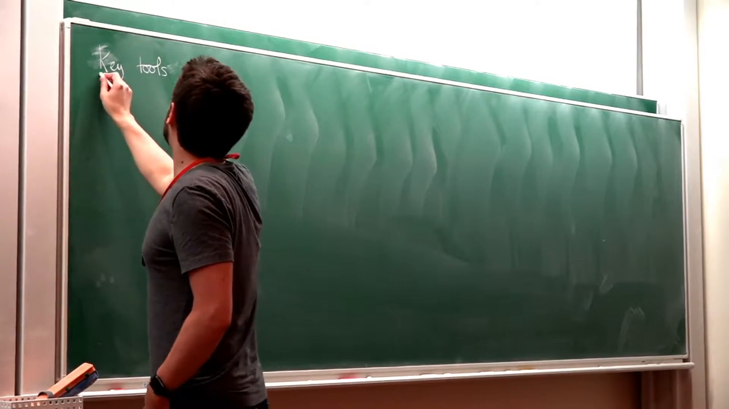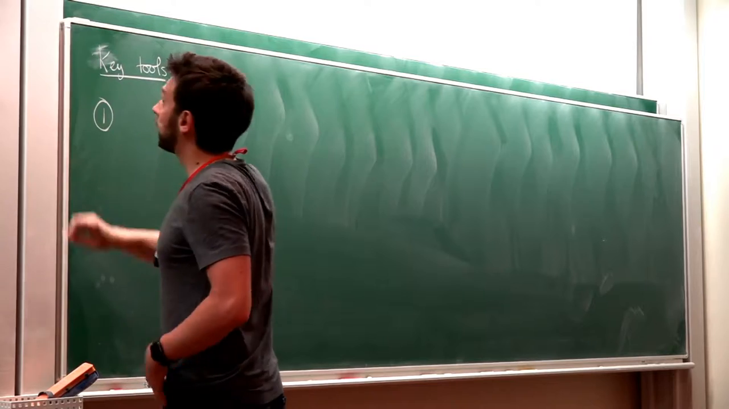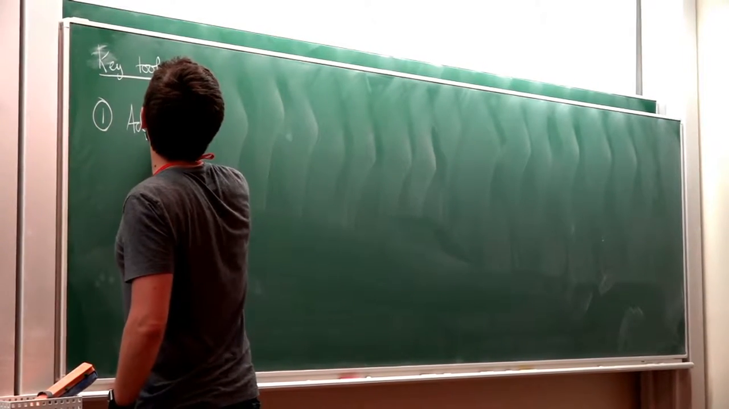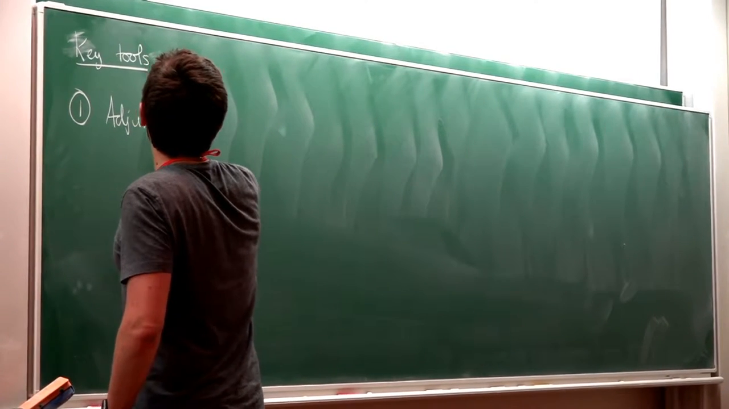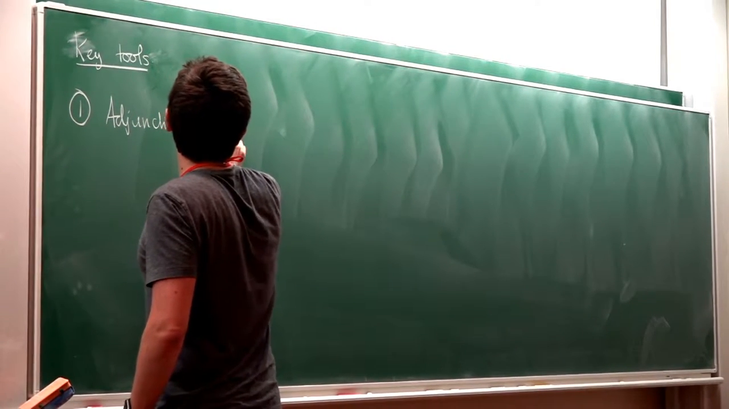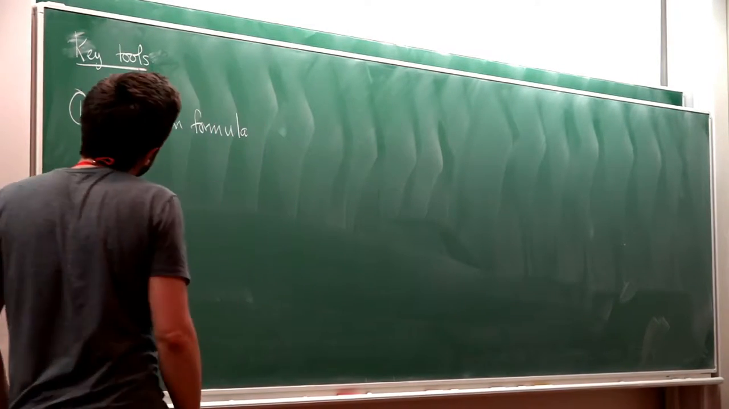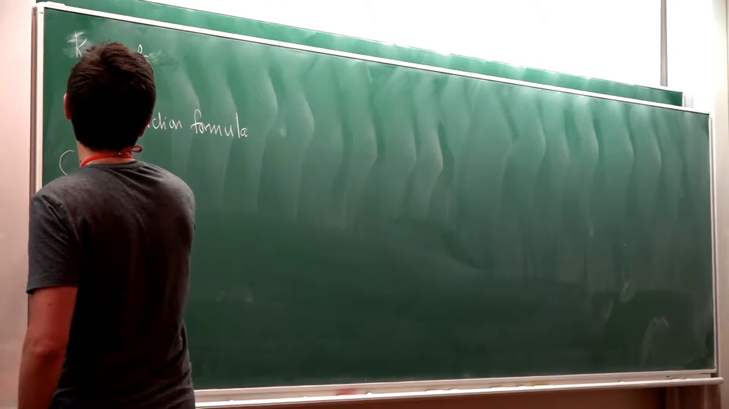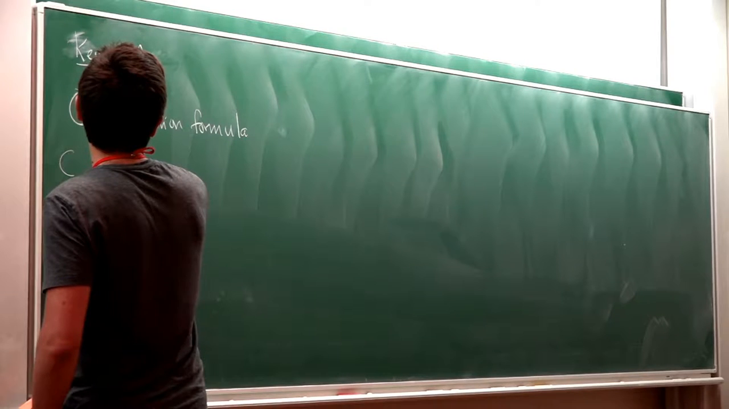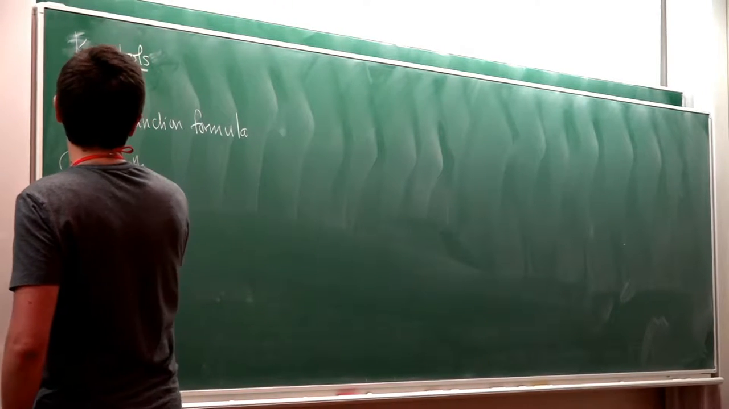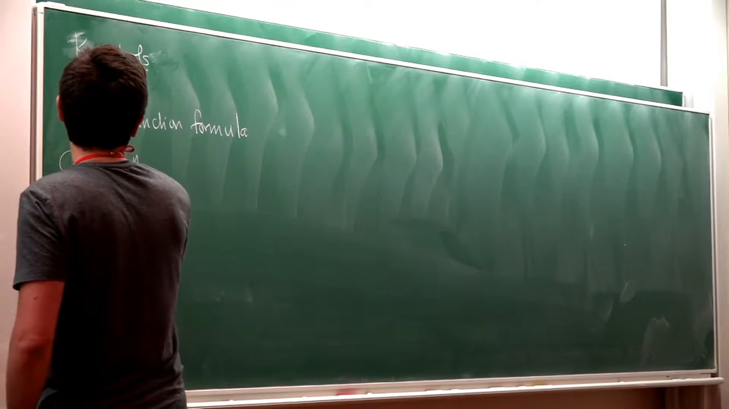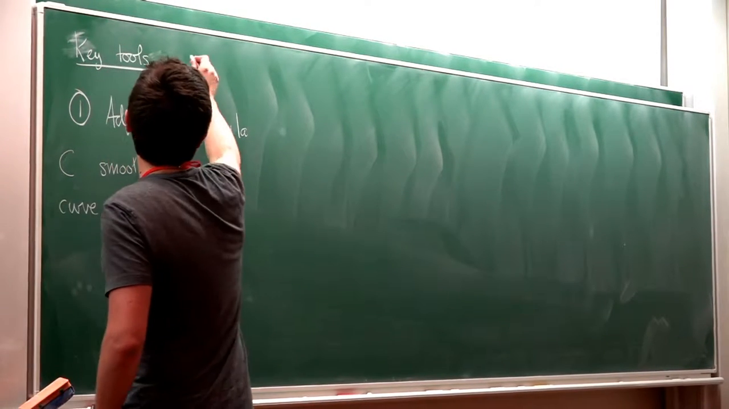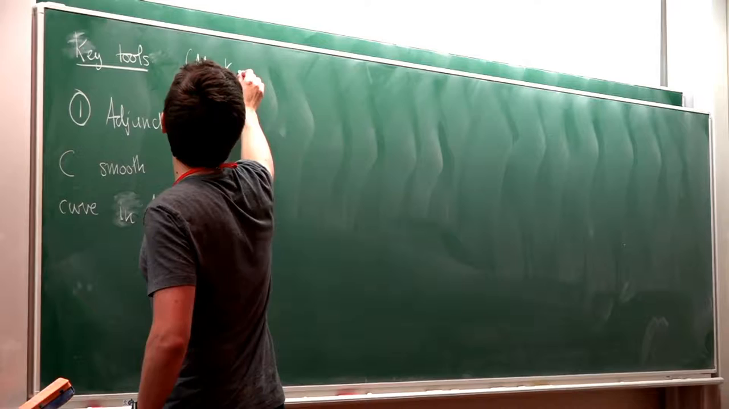So the key tools. First of all, is the adjunction formula, the adjunction formula for surfaces. And this says that if C is a smooth curve in a Kähler surface M, so M is a Kähler surface.